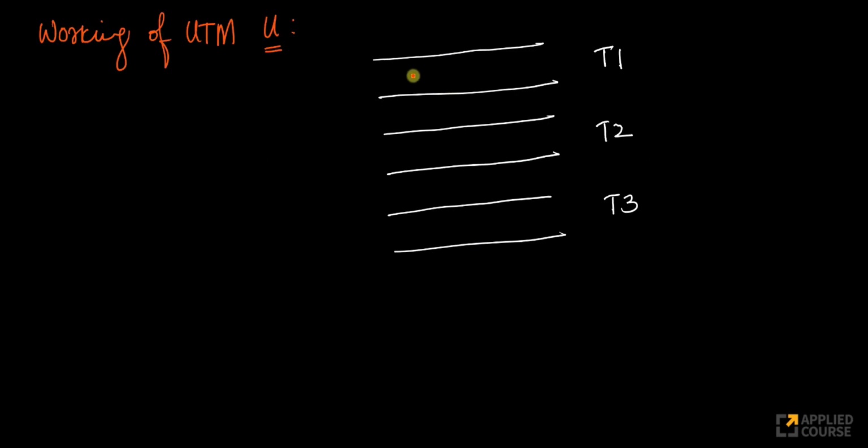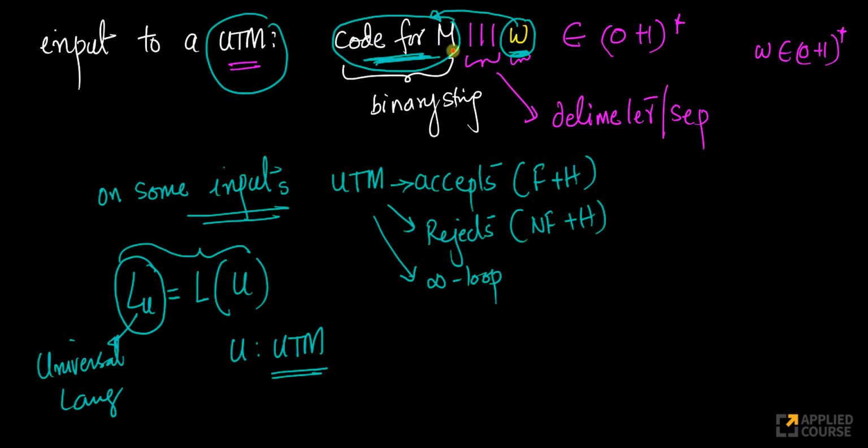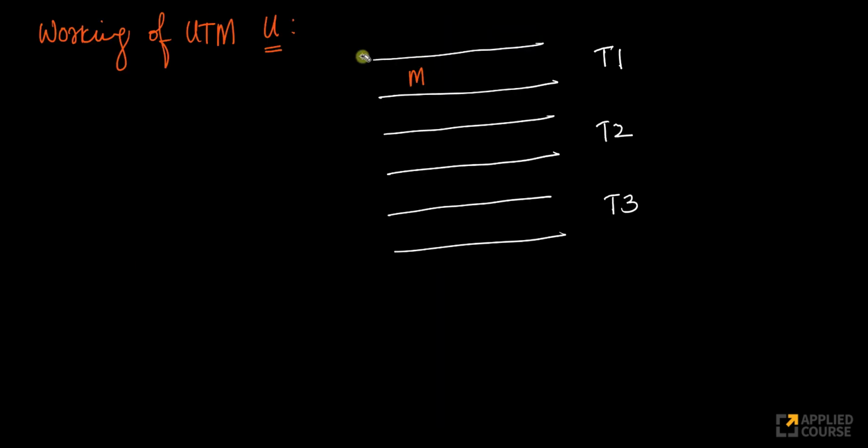On tape 1, I'll actually give the code. So let's assume M is the code for your Turing machine. Actually, let me write the whole thing. So the code for M, then delimited by the word itself. This is what I have on my tape 1. So my tape 1 consists of 2 parts: the code for Turing machine M, 3 ones as a delimiter, and the word itself. That's what my tape 1 consists of.